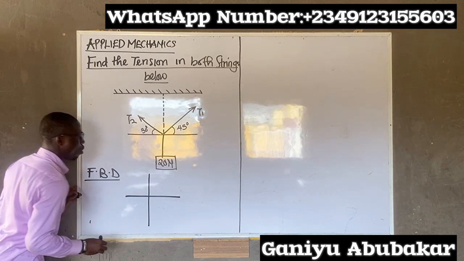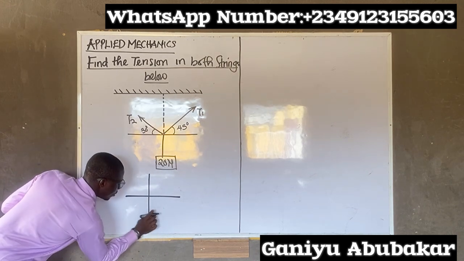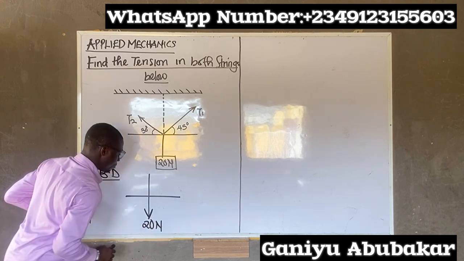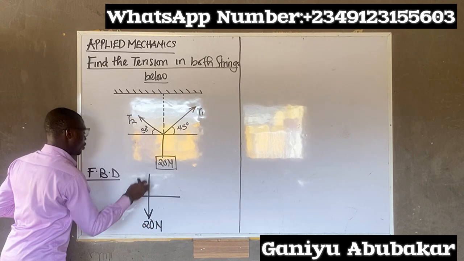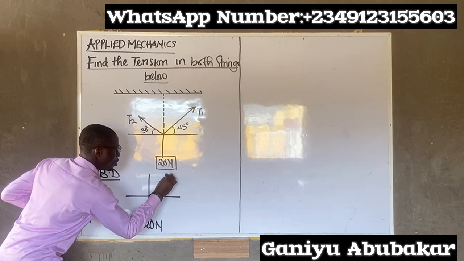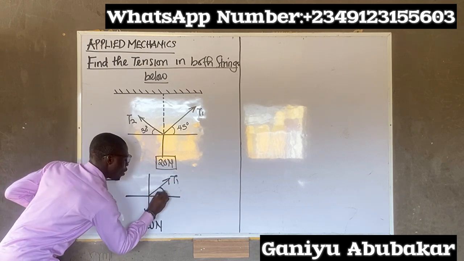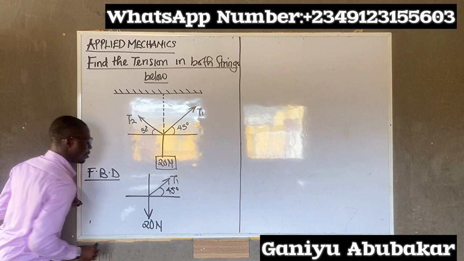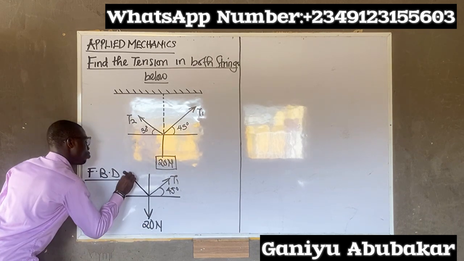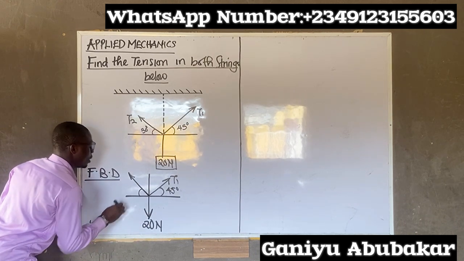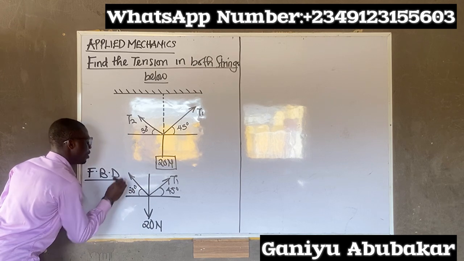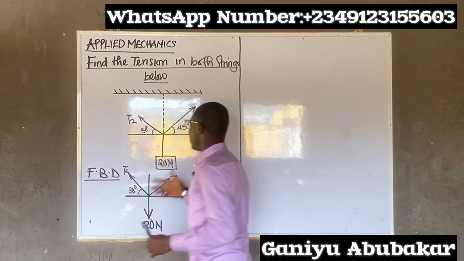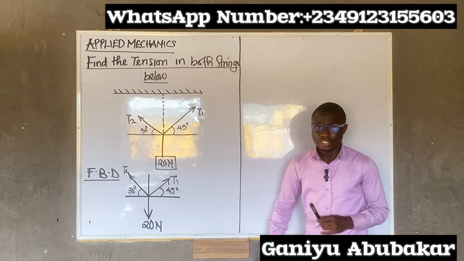My FBD becomes this one here. What comes down here is of course 20 Newton. There's a tension here, T1. T1 is inclined to an angle to the horizontal, 45 degrees, while T2 is inclined to an angle to the horizontal, that's 30 degrees. Call this one T2. All right, this is my FBD of this diagram.